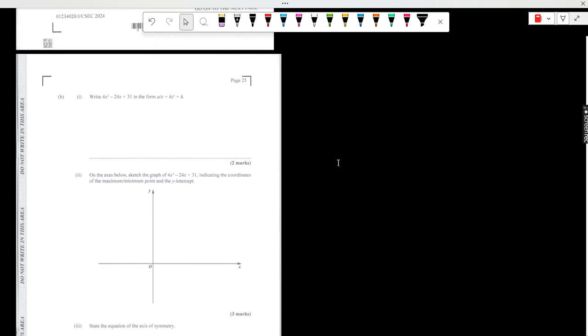All right, part B. Part B says write 4x squared minus 24x plus 31 in the form a open bracket x plus h all squared plus k. So when we're told to write something in that form, what really are they telling us to do? What is the expression for what we are required to do here? What is it called?